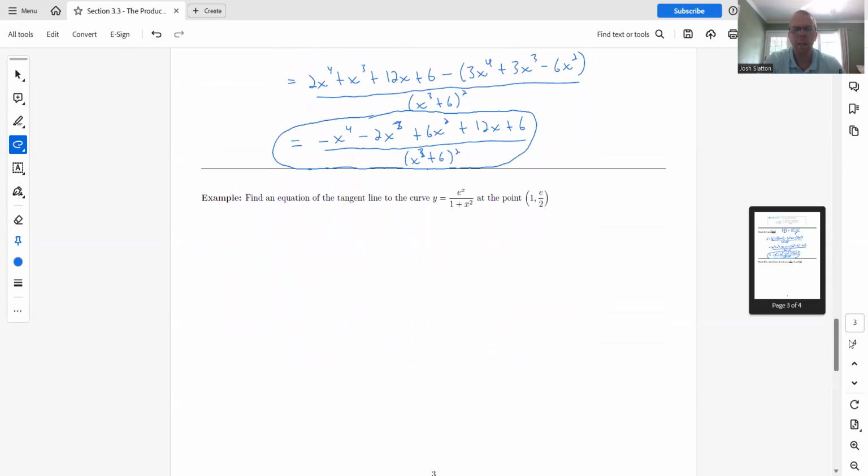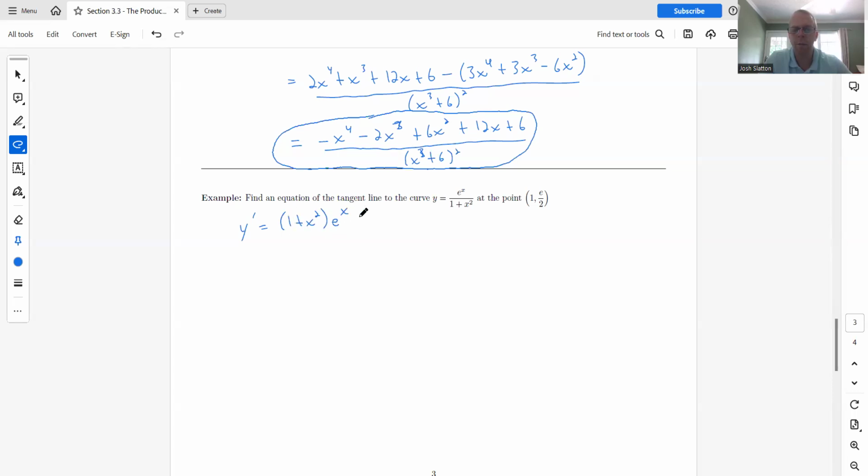All right, so this one, find the equation of the tangent line for this curve at that point. So obviously use the quotient rule. So we have the bottom times the derivative of the top minus the top times the derivative of the bottom, and then all over the bottom squared. Now with this one, because we're going to plug this in, we're not really interested in the derivative as a function. We're really interested in what is the slope, because we need the equation of the tangent line. So we need the slope at this point.